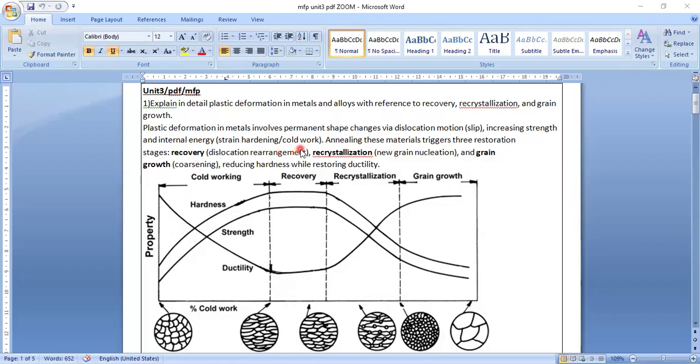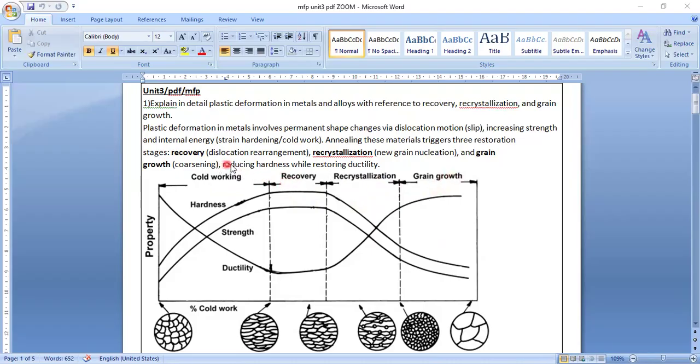Strain hardening and cold hardening. In order to increase the strength, you have to do strain hardening. So, annealing. What is annealing? Annealing of these materials triggers three restoration stages. What are the three restoration stages? First is recovery, next is recrystallization, and third is grain growth.